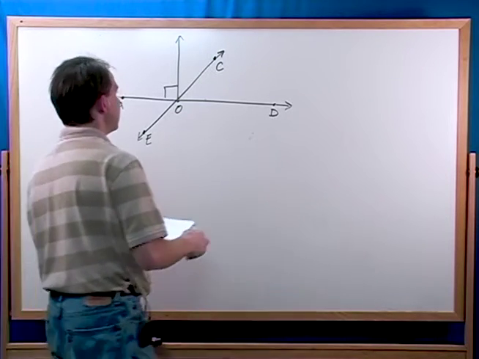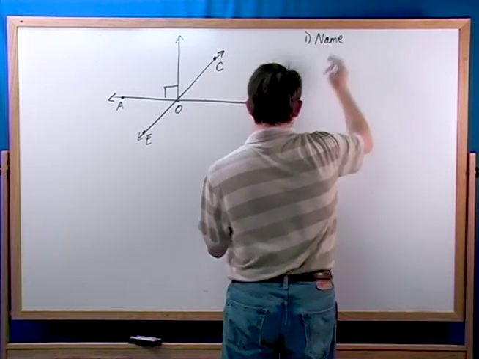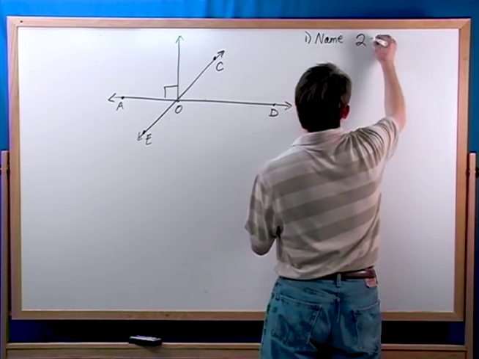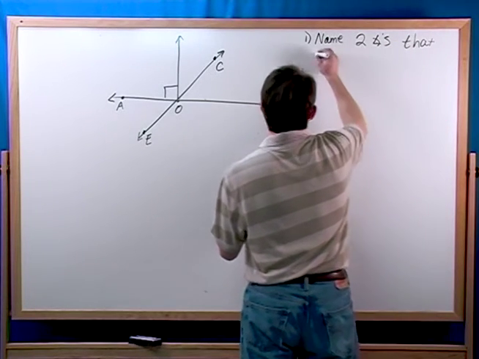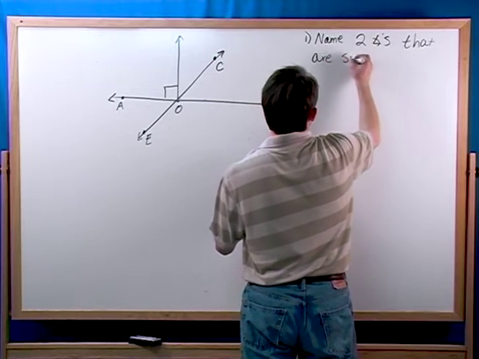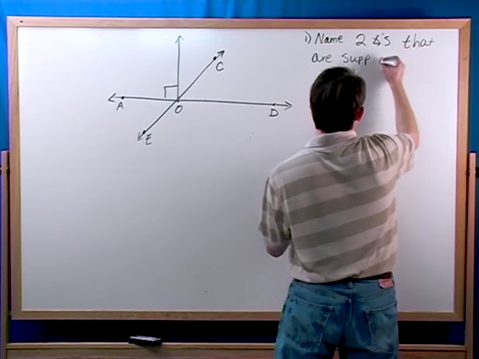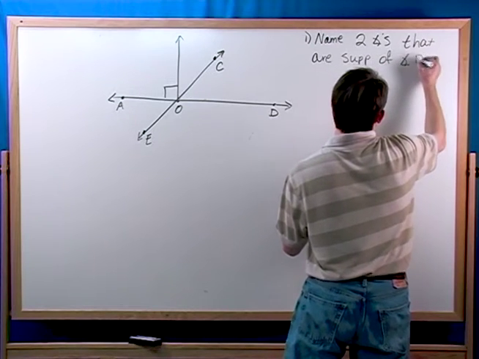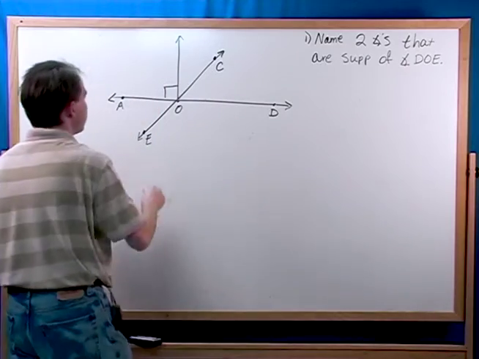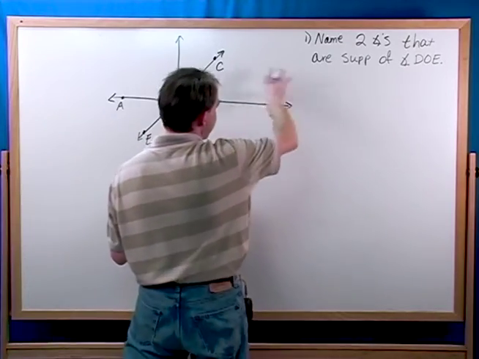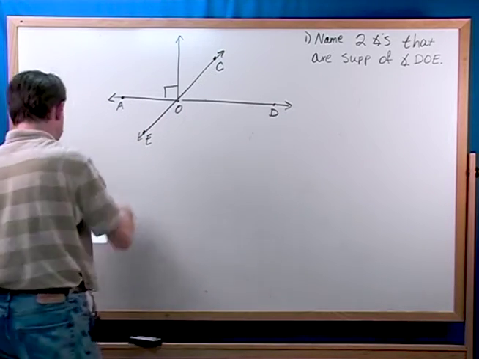So let's first of all name two angles that are supplements. I'm just going to use SUPP of DOE, of angle DOE. Two angles that are supplements of DOE. So first, when you look at this complicated drawing, you find DOE. This is an angle here.